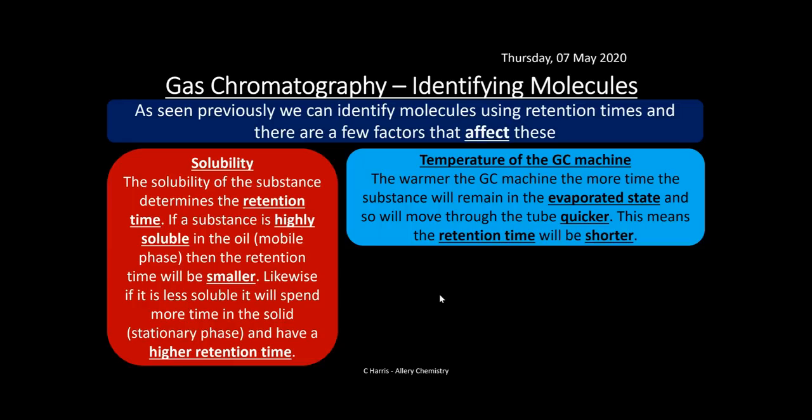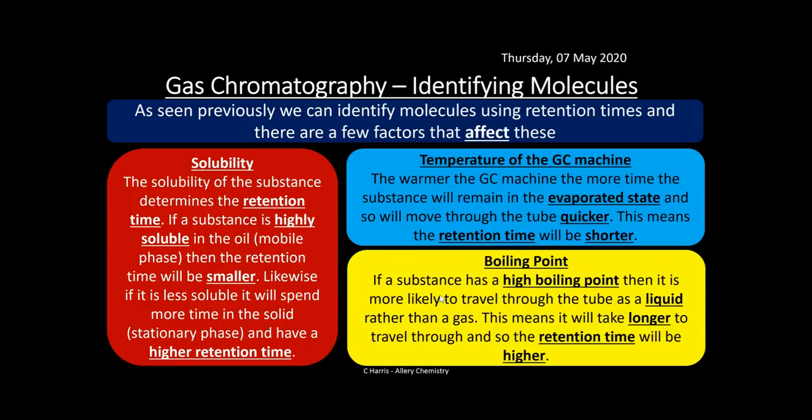The next one is the temperature of the actual machine itself. Remember that the coil is wrapped up in an oven. So the warmer the machine, the more time the substance will remain in the evaporated state, and that means it'll move through the tube much quicker. So the retention times will be shorter. So the temperature of the oven is vital here.